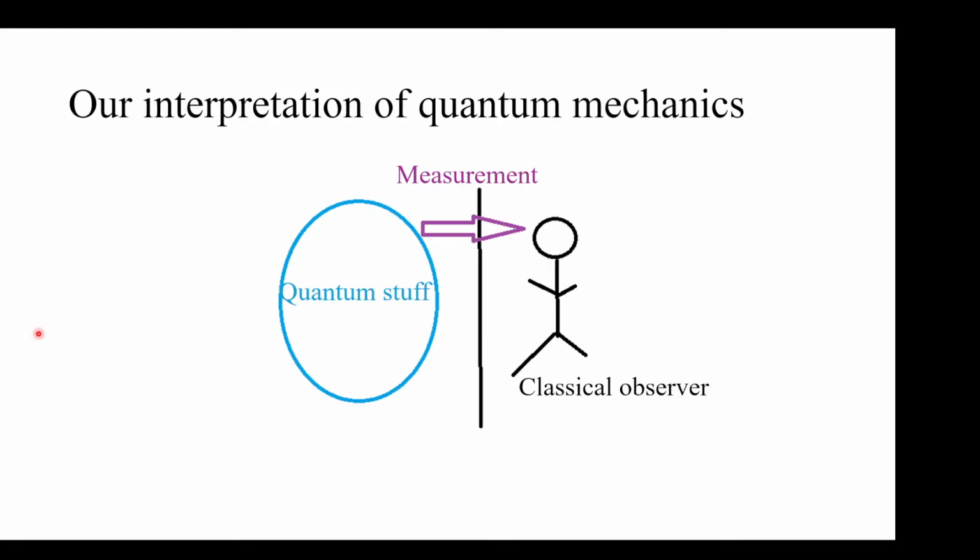So we have this worldview that quantum stuff stores quantum information in some weird way that you can manipulate in a weird way. There is this vague boundary here: this side is quantum stuff, and this side is our familiar classical world. We do a measurement to get information out of the quantum world and learn it as classical information. This is our very easy interpretation of quantum mechanics.